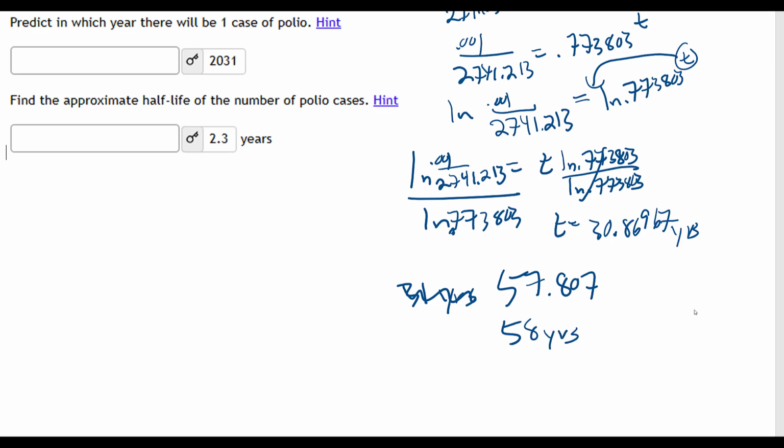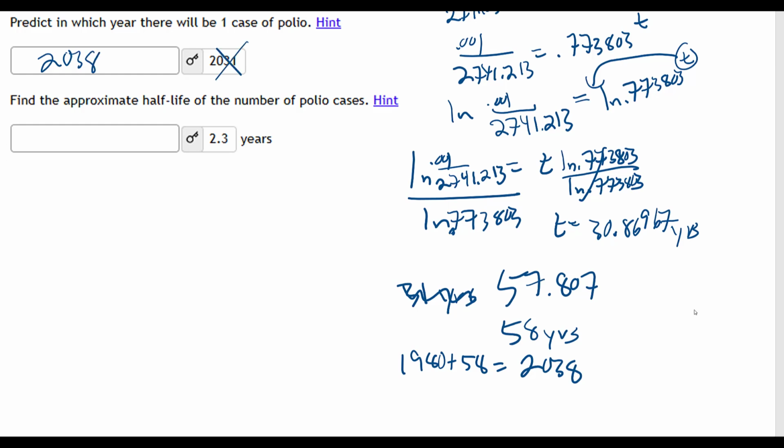So from 1980 plus 58 is going to be, was that 30? 2038. So I'm coming up with 2038 based off of our model, not their model.